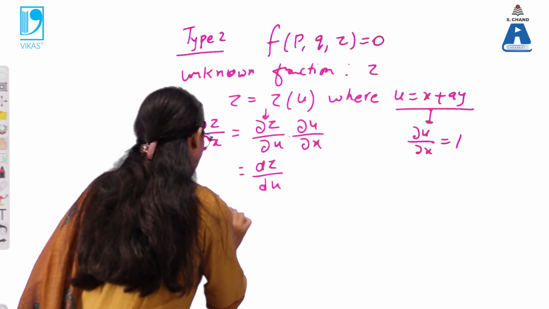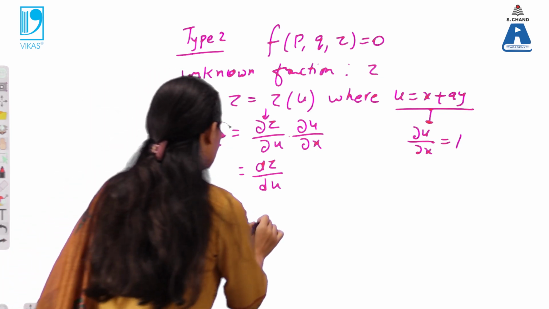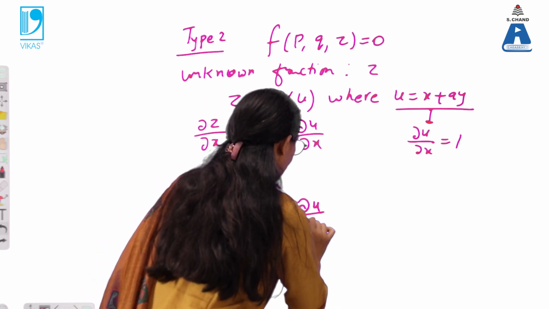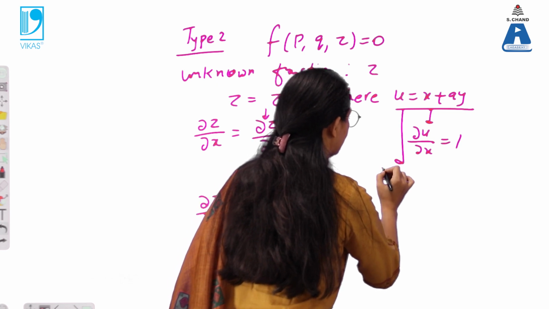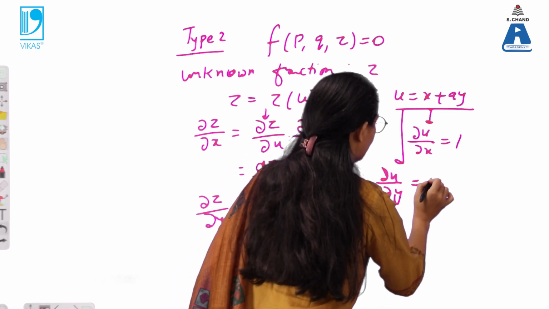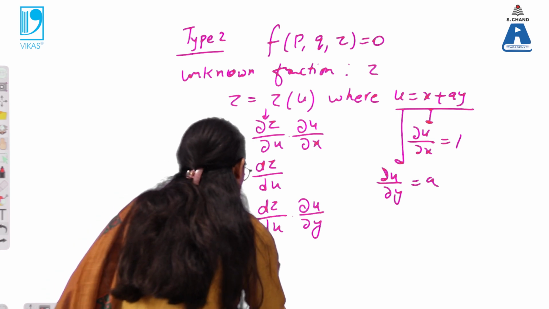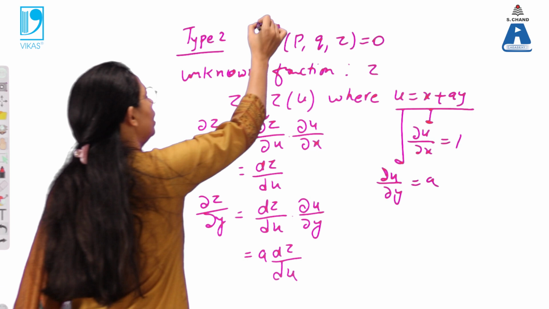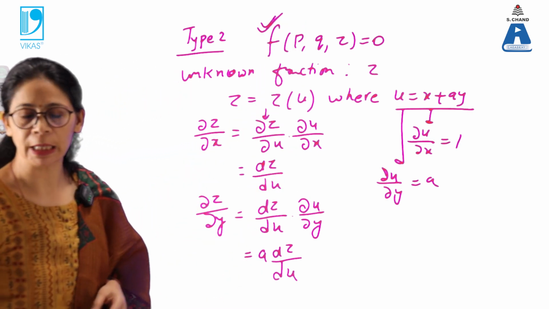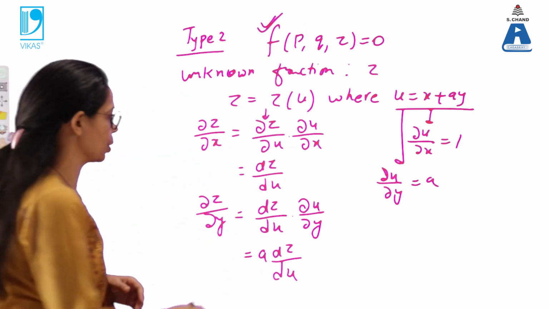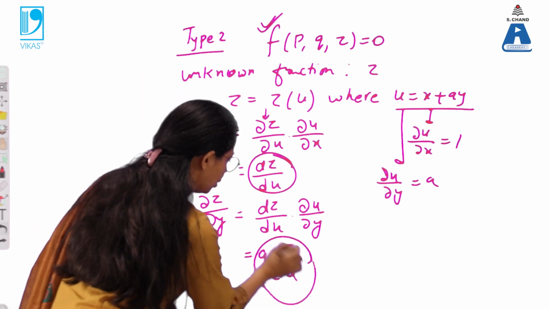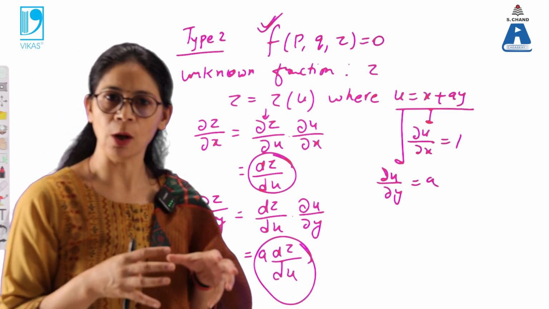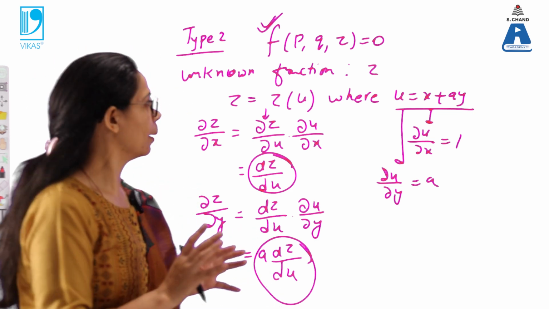And similarly, we will find del z over del y, using the same concept. So this is del u over del y, and from this we will get del u over del y as a. So it comes out to be a dz over du. So the given partial differential equation will be converted into an ordinary differential equation in z and u, where z will be your unknown and u will be the independent variable on which this unknown function depends.